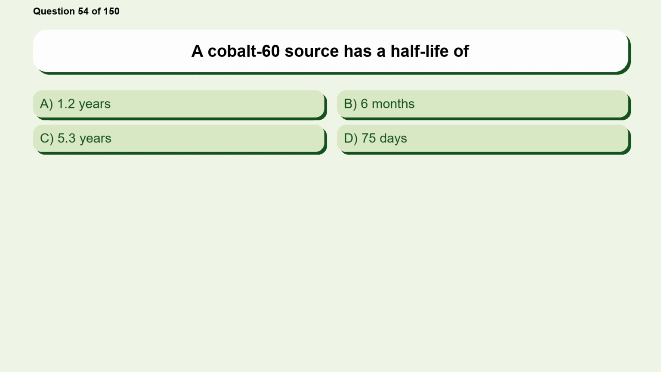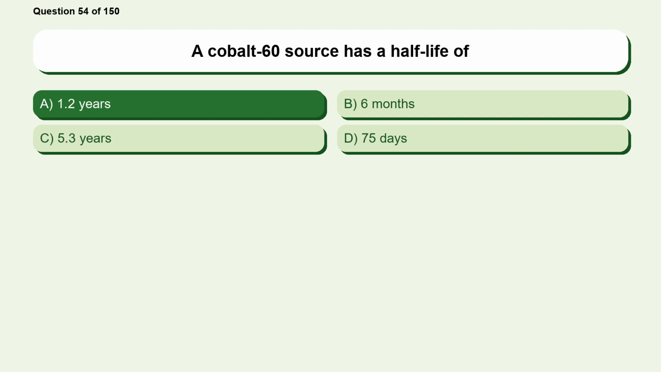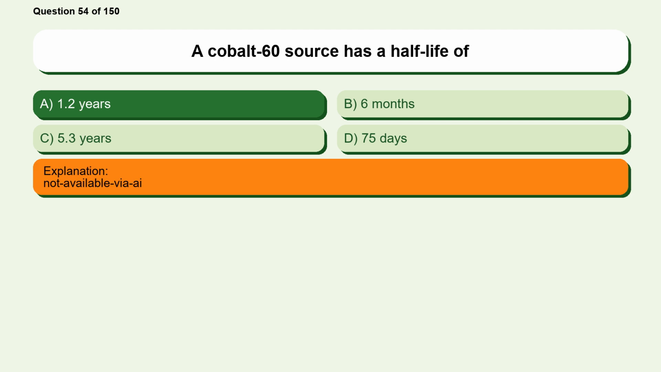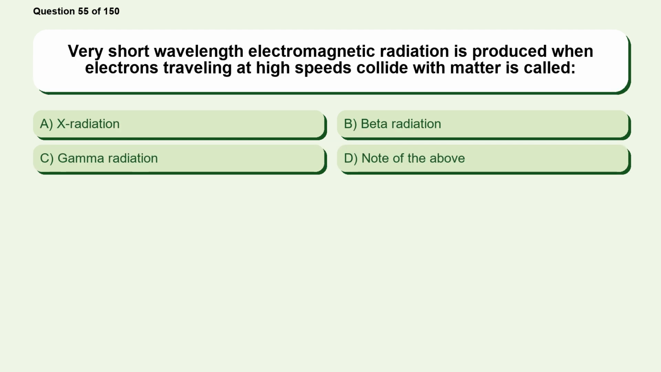Question 54. A cobalt-60 source has a half-life of: Option A, 1.2 years. Option B, 6 months. Option C, 5.3 years. Option D, 75 days. The correct answer is option A, 1.2 years.